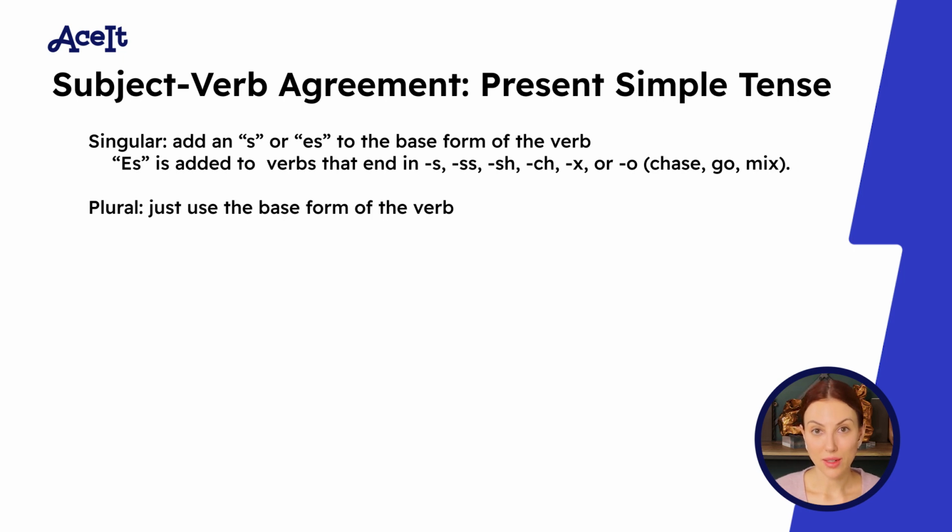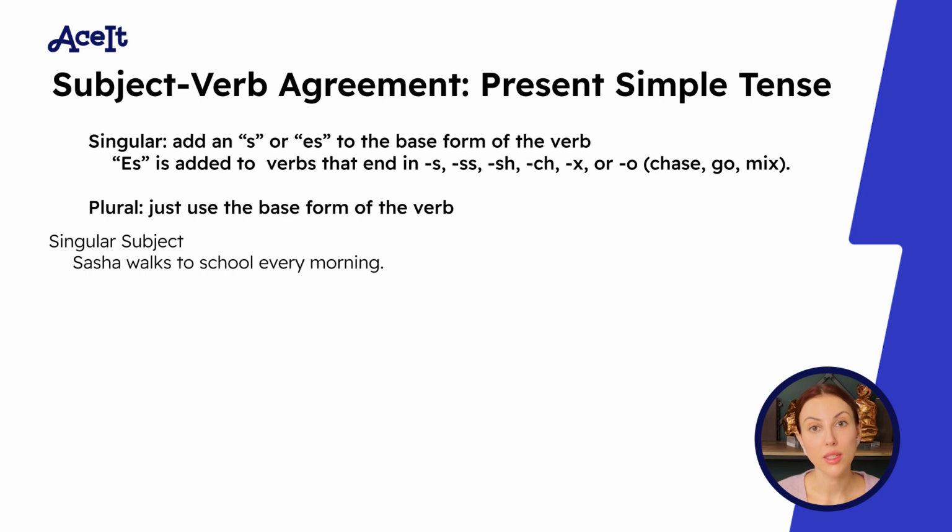To form the singular, you add an s or es to the base form of the verb. We add an es if your base form ends in s, ss, sh, ch, x, or o. Forming the plural version of the present simple tense is incredibly easy. You just use the base form of the verb. That's it. In the sentence, Sasha walks to school, we have a singular subject, Sasha.